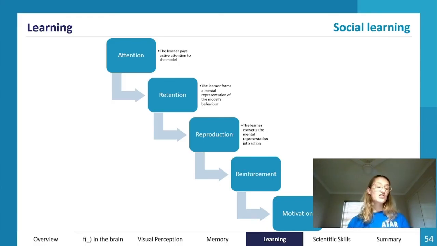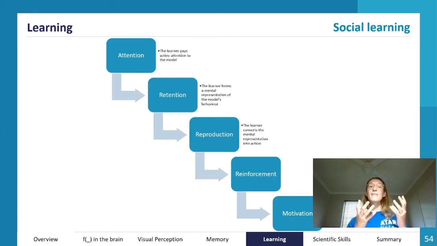reinforcement, which influences the likelihood that a learner will imitate an observed model's behavior. So reinforcement, thinking back to operant conditioning, a reinforcer encourages the likelihood of a behavior. It is the same in social learning. So is there adequate reinforcement to encourage me to want to do this behavior? And if there is, then it flows through to motivation.